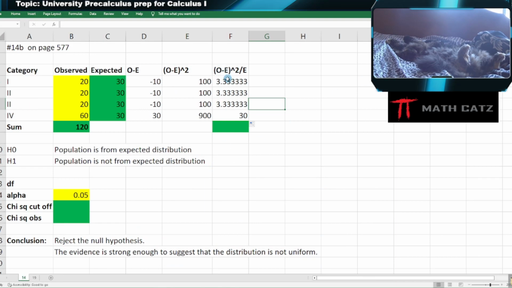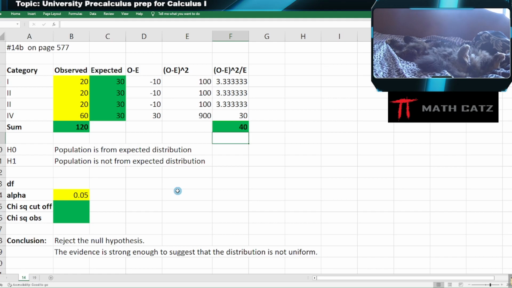All right. So we have them all here over all the categories. We just need to add them up. That's another sum. Sum of all these guys. Close my bracket. And I get 40.